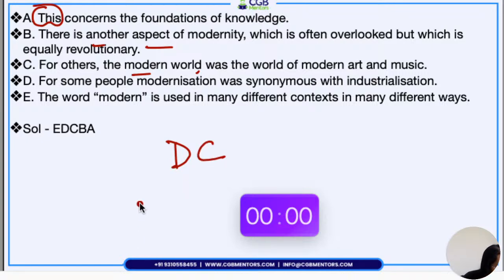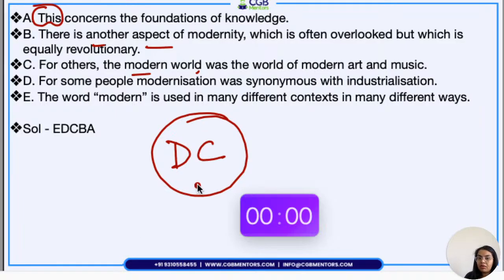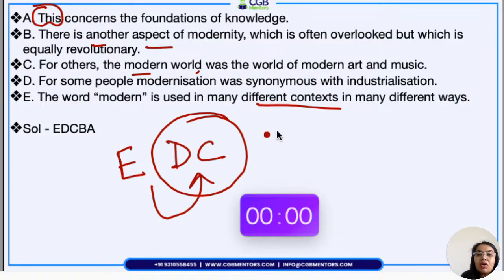D and C, they need to be together. So first of all, that's a strong pair. The word modern is used in many contexts. So definitely E will come first, right? And then in D and C, we are talking about what it means. Right? The word modern is used in different contexts. Now tell me, which are the different contexts? In D, for some people it was synonymous with industrialization. For others it was something else.